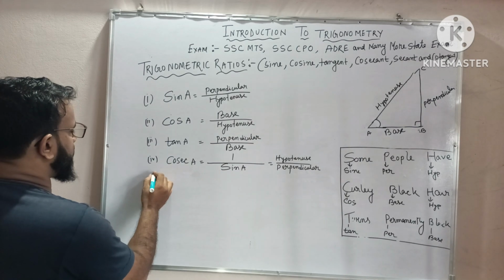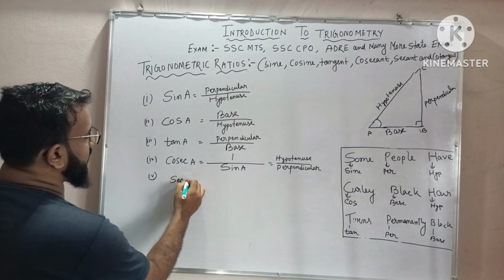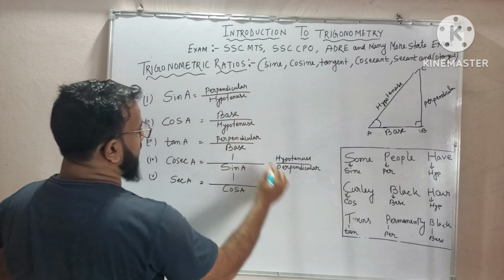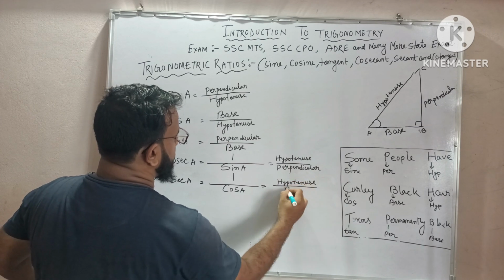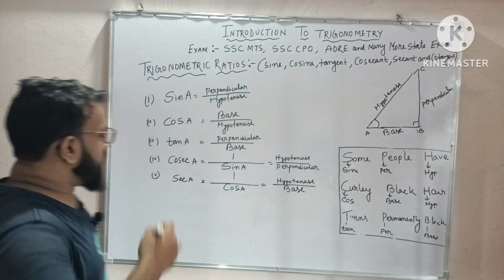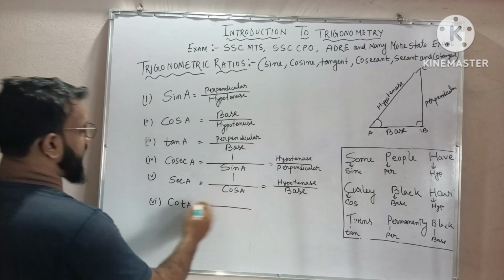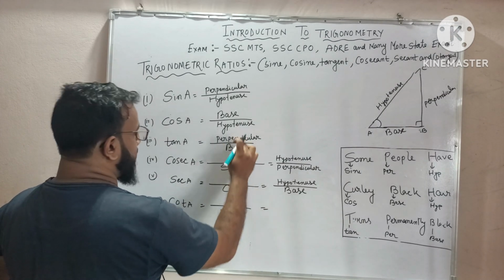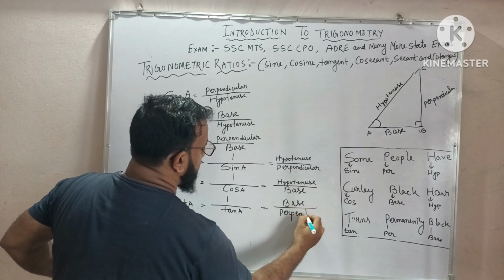अब नंबर 5 क्या बचा हुआ है? सेकेंट का एब्रीविएशन क्या है? सेक. Sec A is a reciprocal form of cos A, 1 by cos A, and cos A is base by hypotenuse, so it will be hypotenuse by base. The last, the final cotangent, the abbreviation of cotangent is cot of A, and cot A का reciprocal क्या होता है? tan A, 1 by tan A. So tan A is perpendicular by base, तो ये क्या होगा? Base by perpendicular.